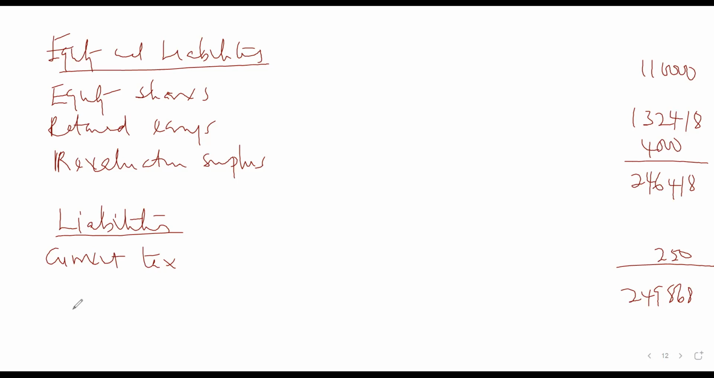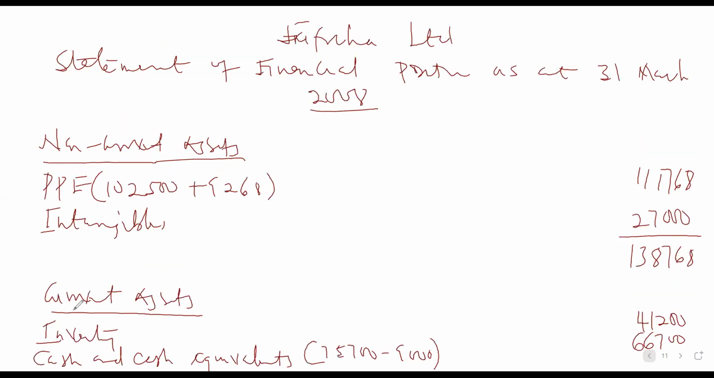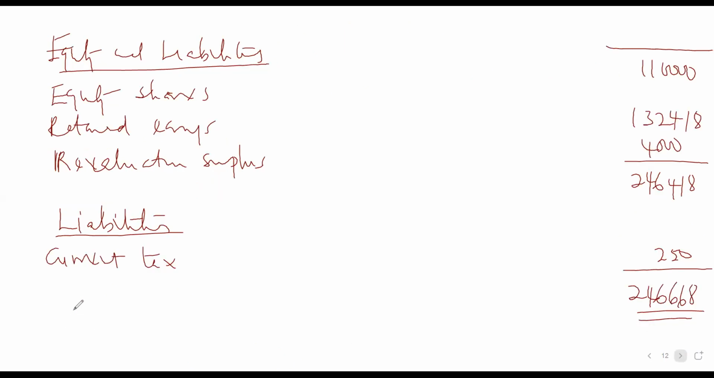I'm getting 246,668. Okay. So let's put the assets together. 138,768 plus 41,200 plus 66,700. That is 246,668.